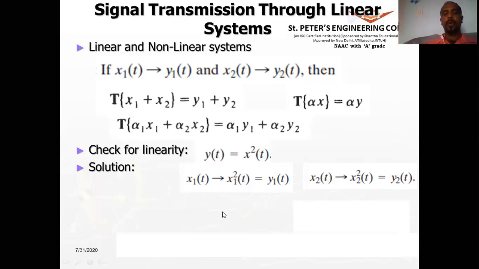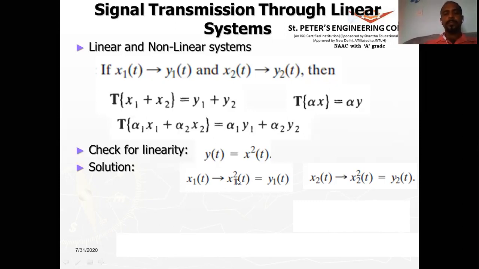Now, if I give both the signals x1 of t and x2 of t, that is the additivity property. This is homogeneity. We are simply checking for the additivity property here. When we say a system is linear, it should be both additive as well as homogeneous. Both properties should hold good. This additive property is also called the superposition theorem or superposition property.